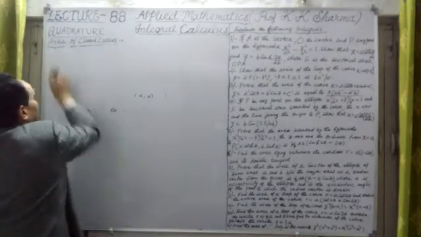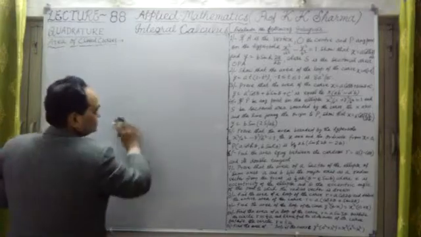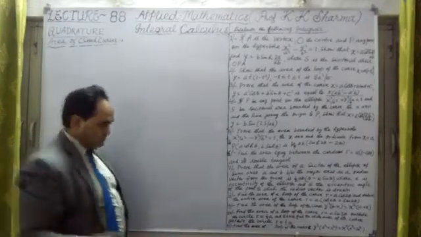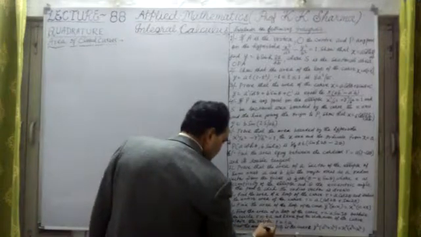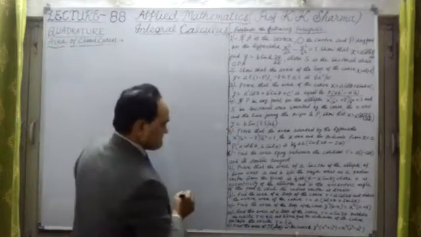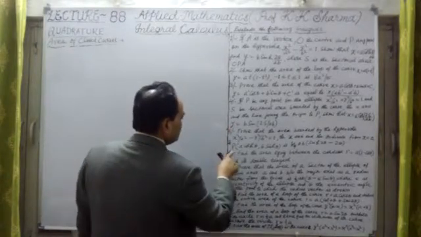Now question number 6 is of what kind? This is here of the loop. Sorry. Okay. Now question number 6 here.